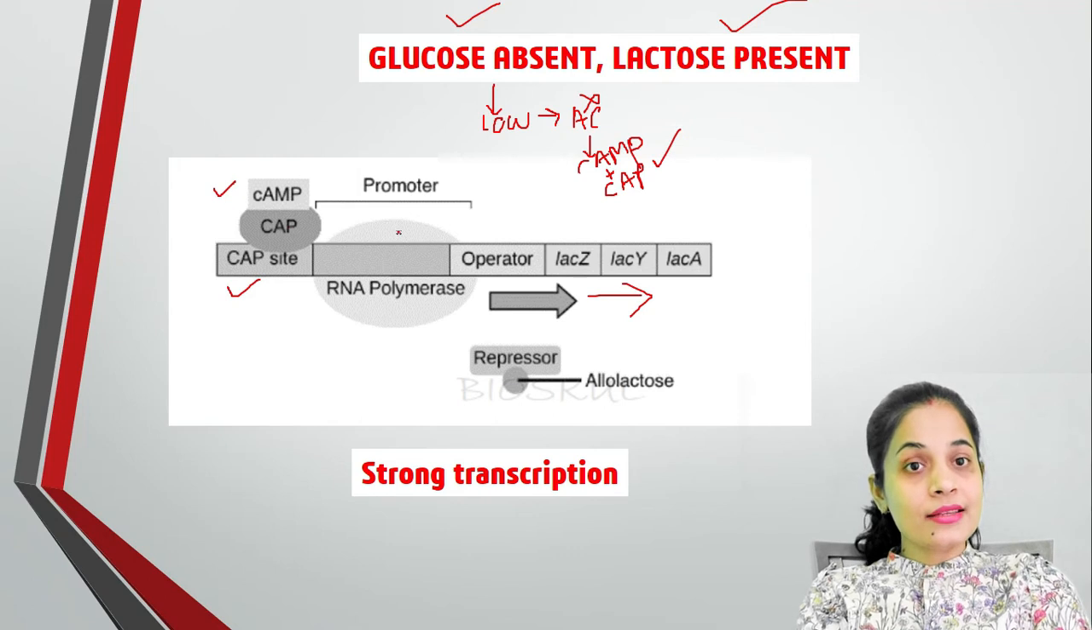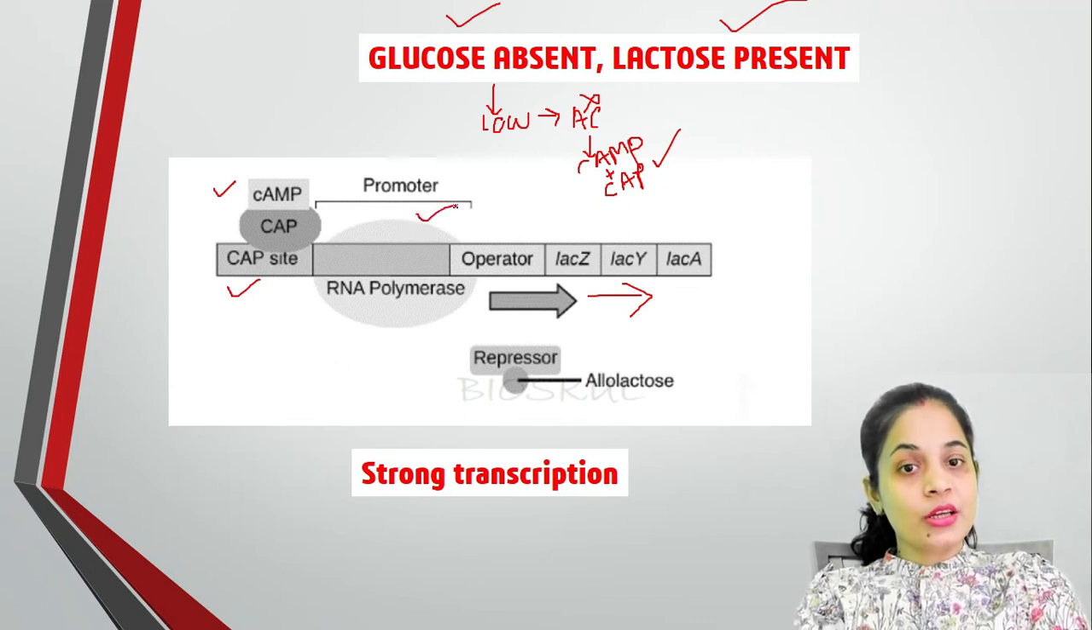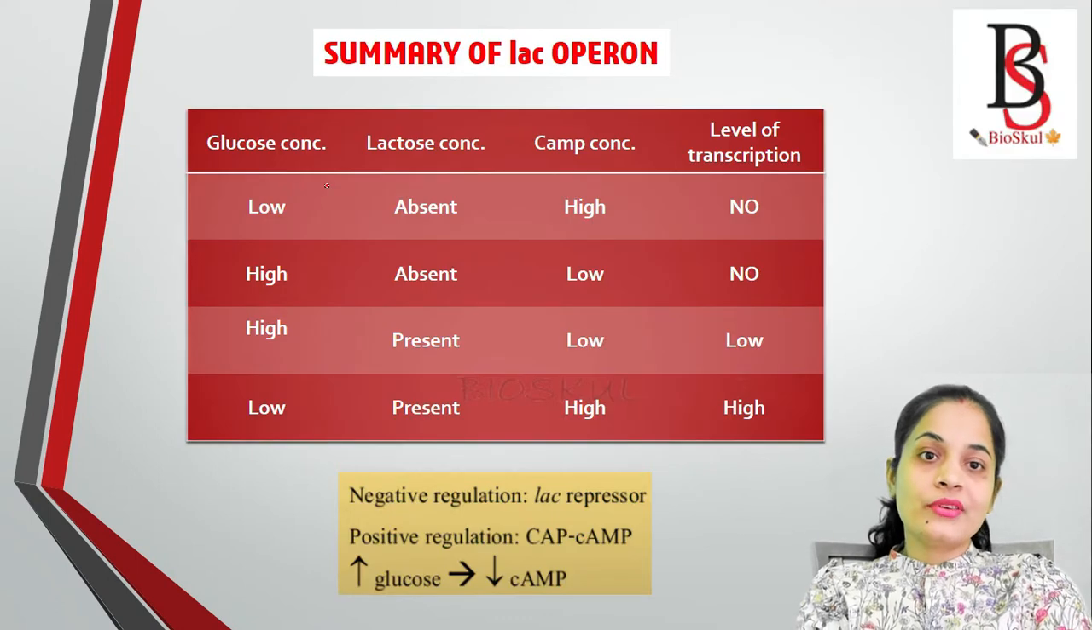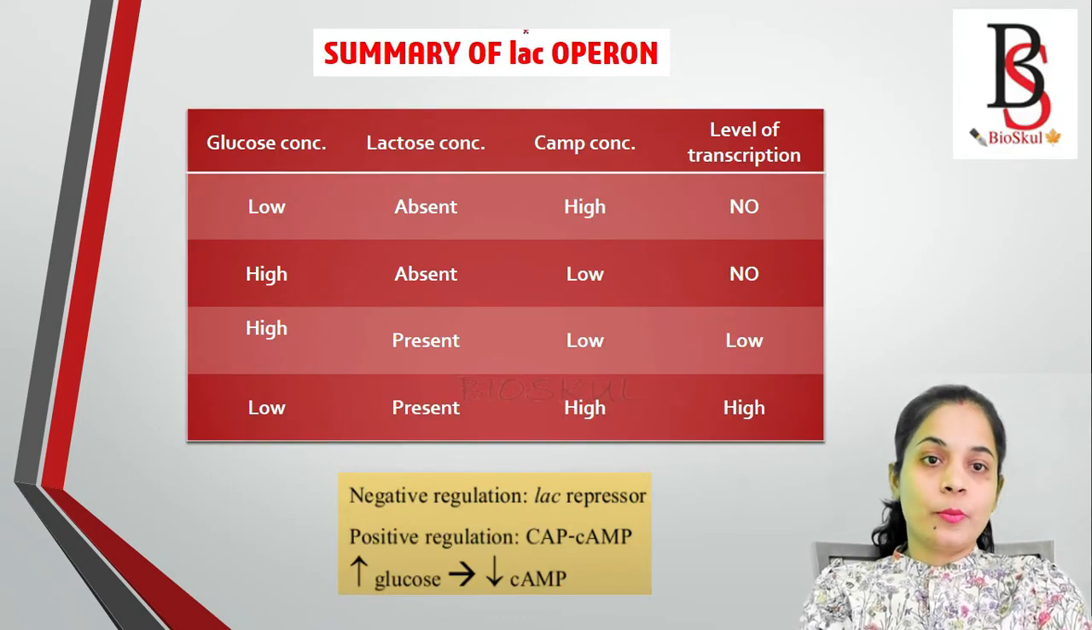So when the CAP site is bound with the CAP protein, it enhances the binding of RNA polymerase to the promoter region. RNA polymerase will bind effectively to the promoter region. So here the rate of transcription will increase, or the rate of transcription will be strong. More transcript will be produced, right? So the transcription will be strong. Okay, now we'll have a look at the summary of Lac Operon.